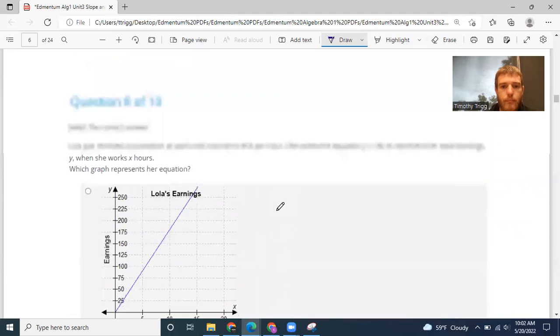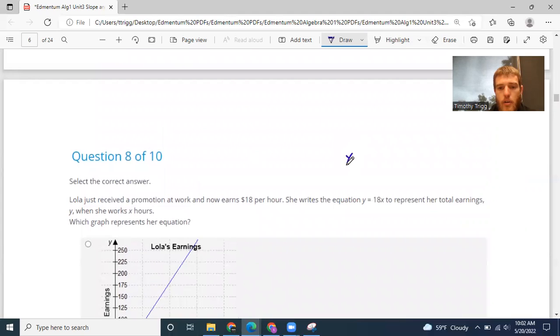Well, in this case, y equals 18x. This 18 is the slope of the line, right? Notice it's in the form y equals mx plus b, but you don't really see a plus b at all. It doesn't have a plus anything, which tells me that my b is actually 0. So our y-intercept is 0.